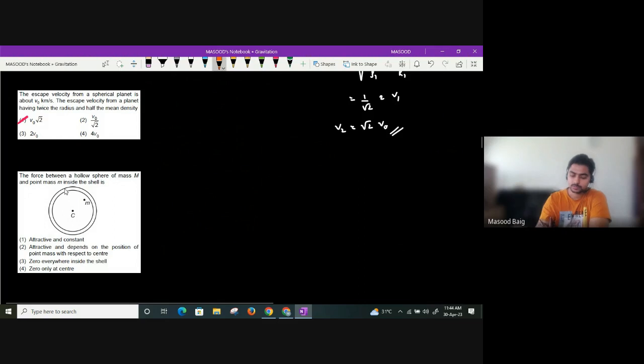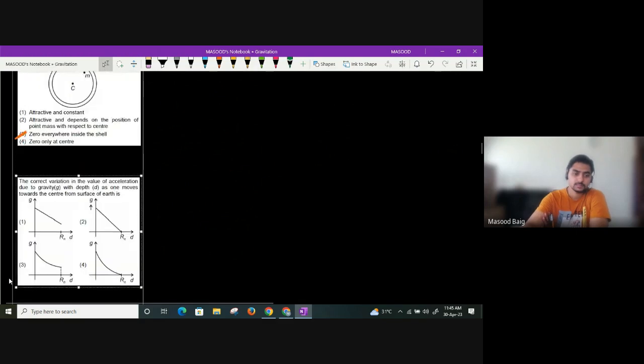Next question, you see, force between a hollow sphere and point mass m inside the shell. Inside the shell, is there any mass? No mass. No mass means no attraction. So what will it be? It will be 0 everywhere inside the shell, guys. Correct variation of value of acceleration due to gravity with depth as one moves towards the center. With depth, they are saying, guys. What will it be? From the surface, we are moving to a certain depth again. Right. So what will be the variation?